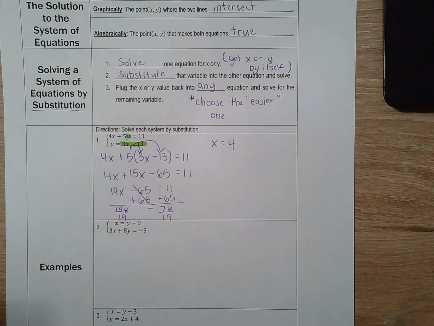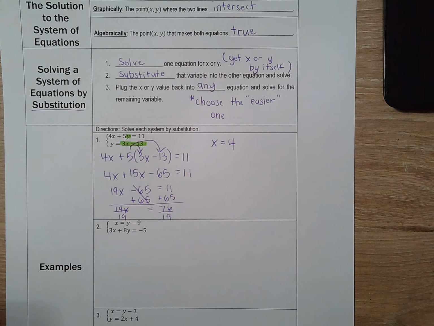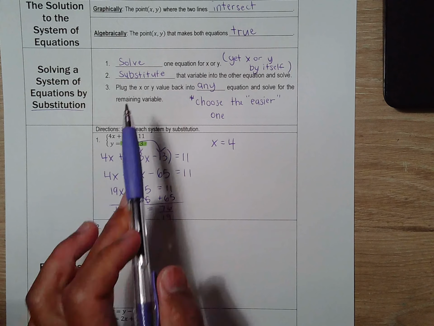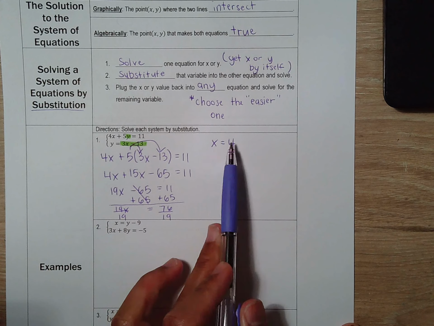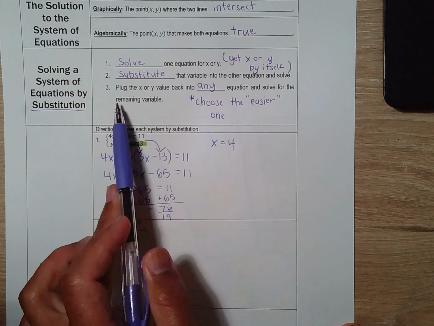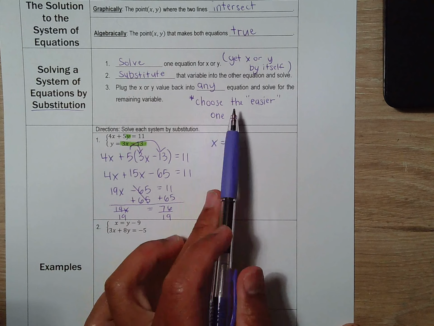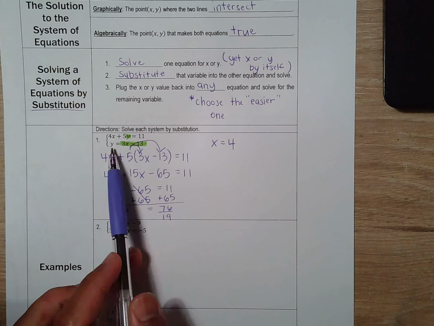But remember, in a system of equations, usually we'd be done with this problem by now, but for a system of equations, we need an x and a y variable. We want to solve for both the x and the y. So how do we do that? Well, we take a look at step number 3. We can plug the x or y value. Clearly, we solved for x, so we're going to plug the x value back into any equation and solve for the remaining variable. Do you remember when I said choose the easier one? It's up to you, whatever you feel is the easier one. I feel like this one would be the easier one though.